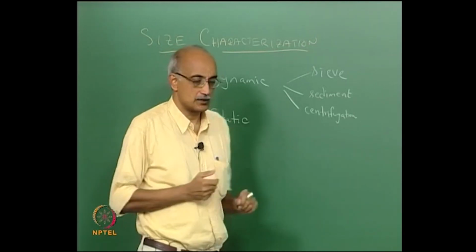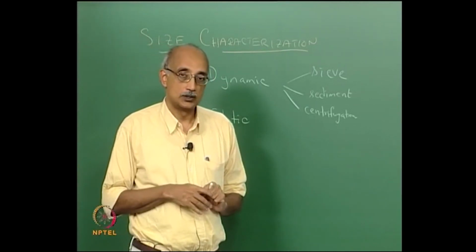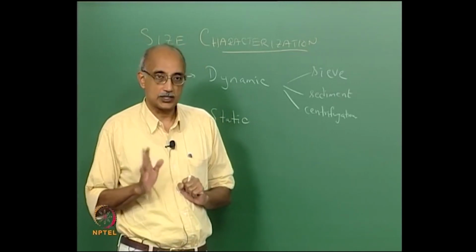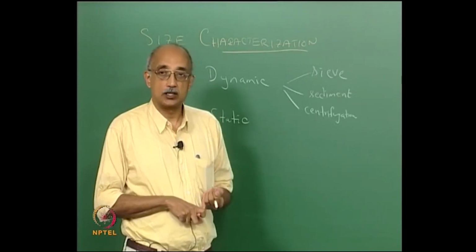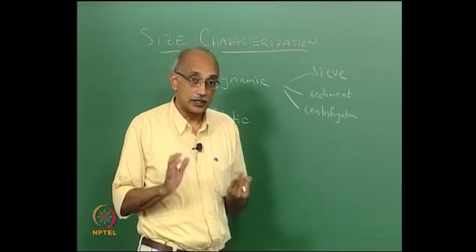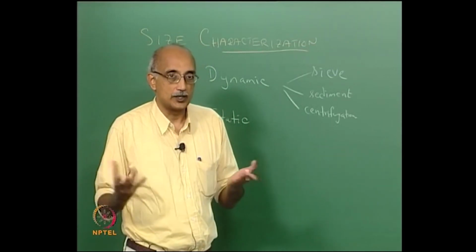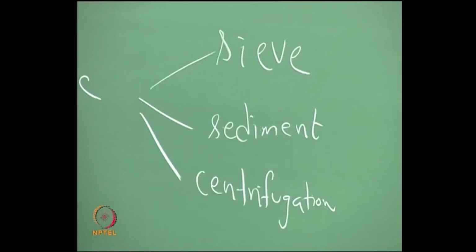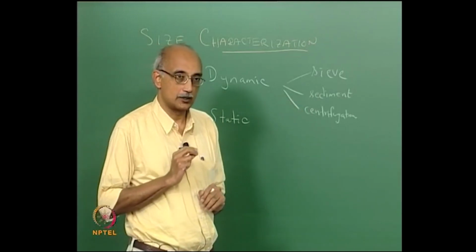So all these dynamic methods are very practical, very scalable, very useful. They continue to be employed to a great extent, but you have to take the data with a pinch of salt. You have to first appreciate all the errors that are involved in the analysis, and secondly realize that these are relative dimensions. In the first case, you are talking about an interception equivalent diameter. In the second case, you are talking about a settling equivalent diameter. In the third case, you are talking about essentially a body force equivalent diameter. None of these represent the absolute size of the particles that are under consideration.